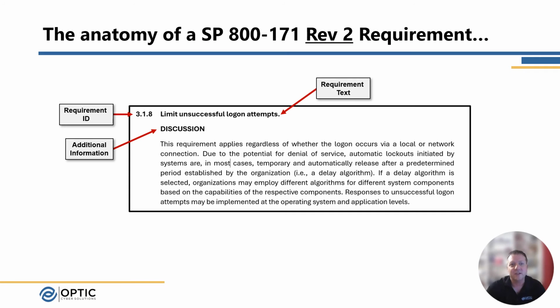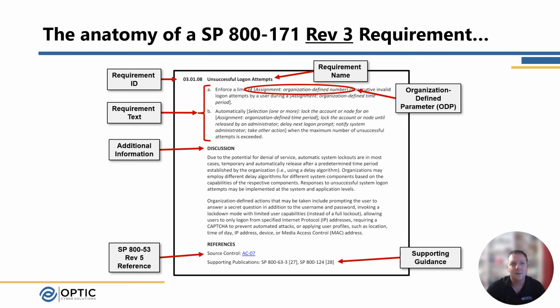In addition to changing the requirements in Revision 3, NIST also changed the guidance provided for each requirement. Originally in Revision 2, we had a requirement ID, the requirement text, and some additional information or discussion text for each requirement to help us understand how to implement the requirement.